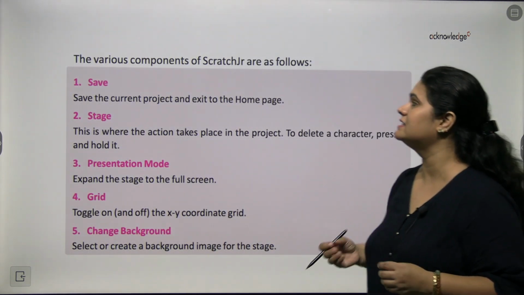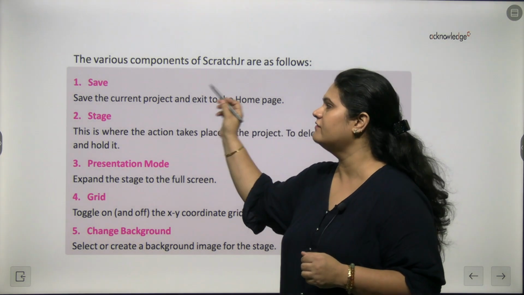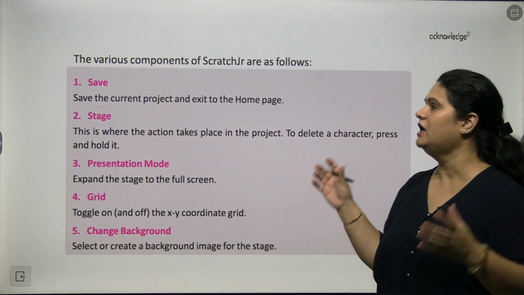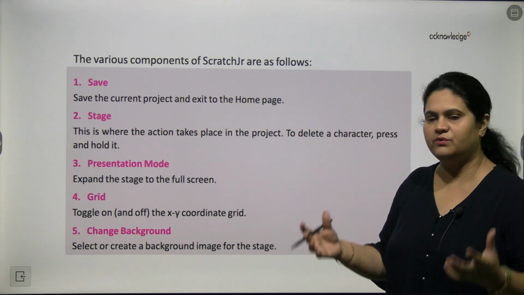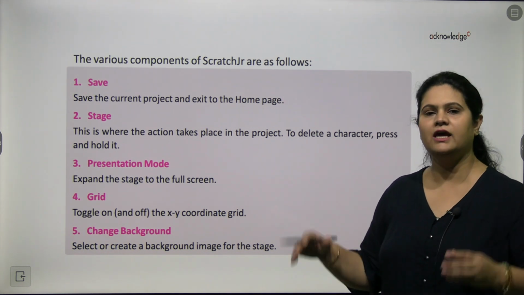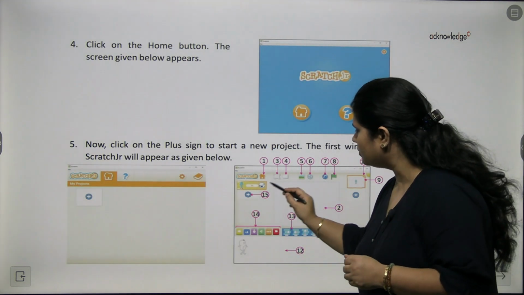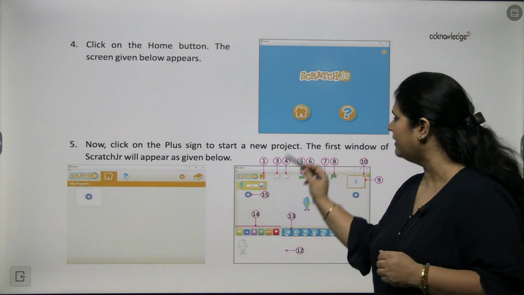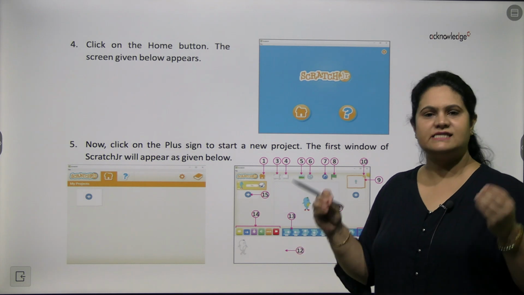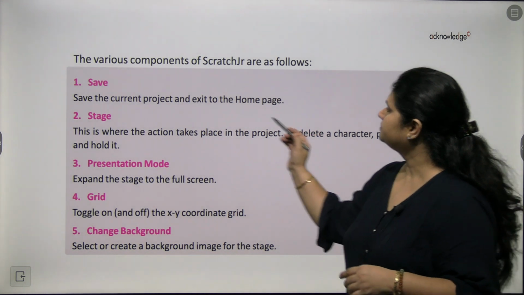So these are the various components of Scratch Junior, right? Firstly, we have save. Save the current project and exit to the home page. Whenever you are done with your project, you can save your project and exit to the home page using the save button, which is present right over here. It looks like a home, exactly like this. So this is for saving and exiting the Scratch, right?